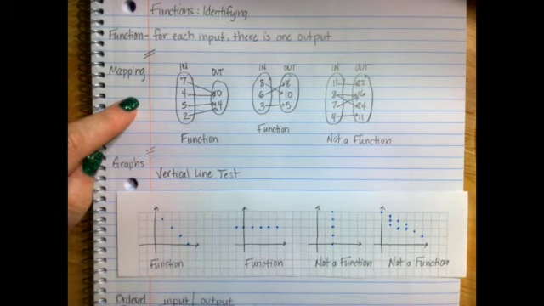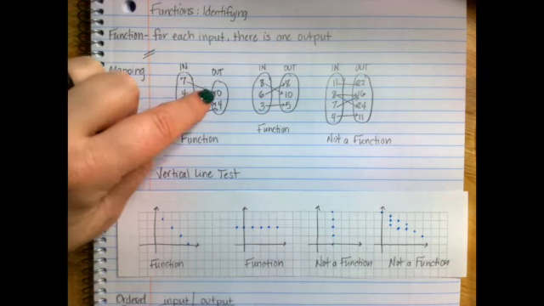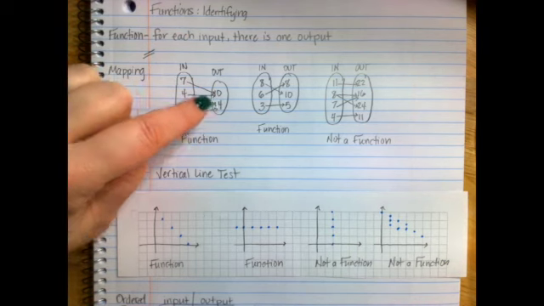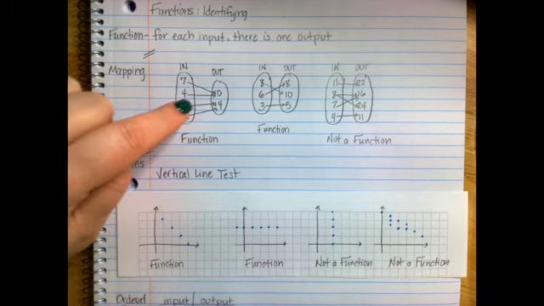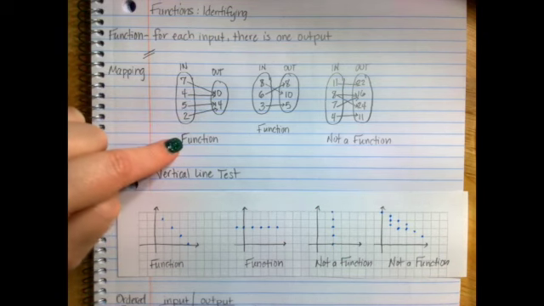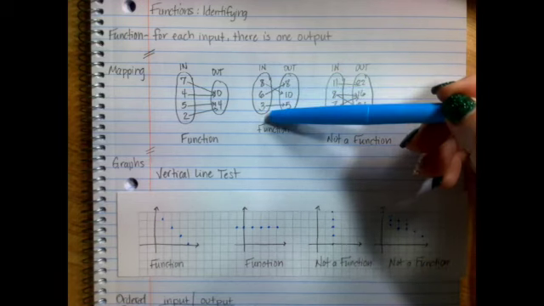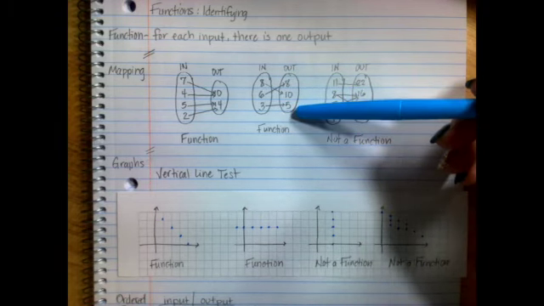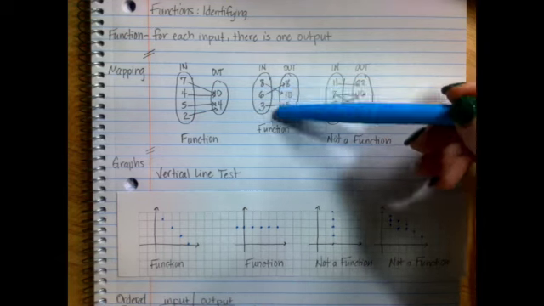So mapping. Here are my inputs. And notice the outputs. There are only two outputs. However, each input only goes to one output. So this is a function. This one, here are your inputs and here are your outputs. Notice again that each input only goes to one output.